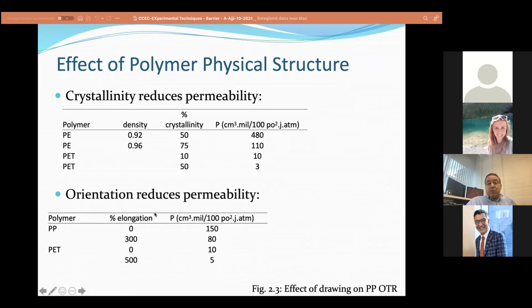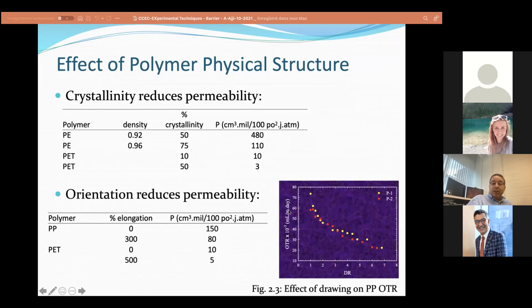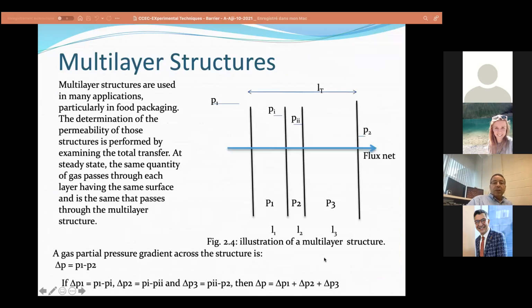Crystallinity, as I mentioned, will reduce permeability, as well as orientation. Orientation is another processing operation that we can induce that will reduce permeability. And you see here, for example, for polypropylene, oxygen transmission rate as a function of draw ratio, how much you draw a polypropylene film, and you see a continuous decrease as a function of draw ratio.